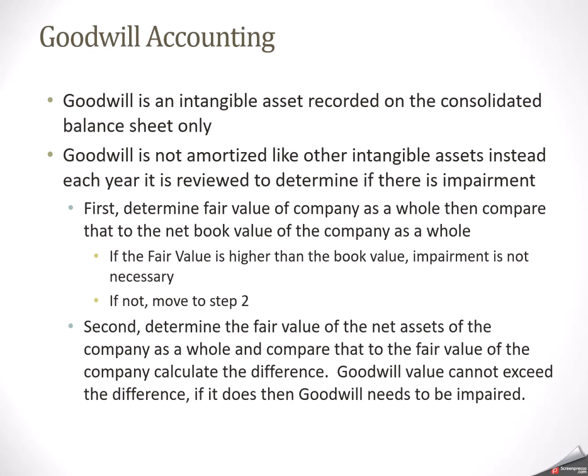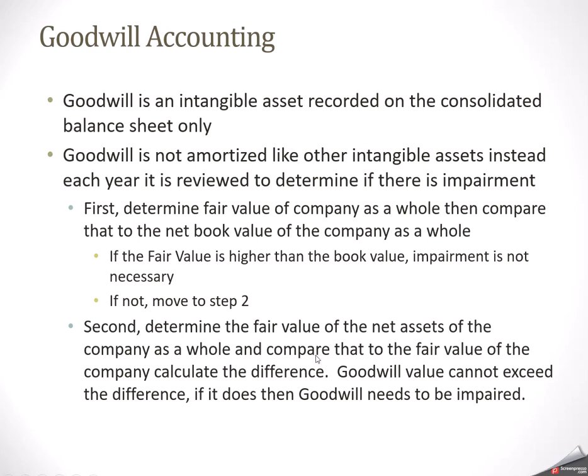Now, we talked about goodwill, and we said it is not amortized. So at the end of the year, they look at it to say, should it be impaired? Is the goodwill still at a value that is realizable or has value to the company? The first step that we do is we look at the fair value of the company as a whole, and then we compare it to the net book value of the company as a whole. If the fair value is higher, then we're good, because the net book value includes the goodwill, so we don't have to worry about it.